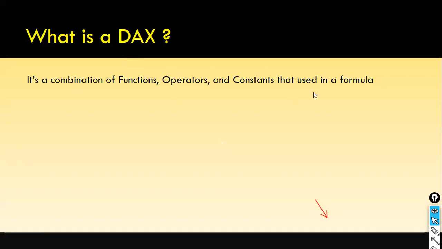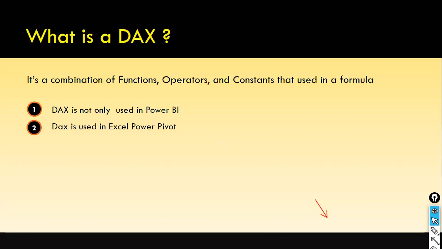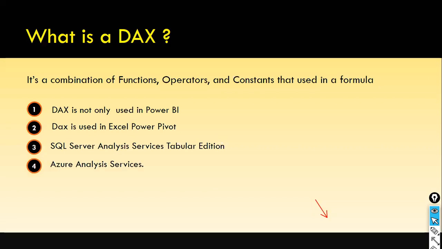It's a combination of functions, operators, and constants that we use in a formula. Remember that DAX is not only used in Power BI, it is used in Excel Power Pivot, SSAS Tabular, and even Azure Analysis Services. DAX can only be used to filter or query a physical table. Remember this, using DAX you cannot do data transformation. You can create derived columns using DAX, but you cannot do extensive data transformation, ETL and all. So using DAX, you can filter and query a physical table.